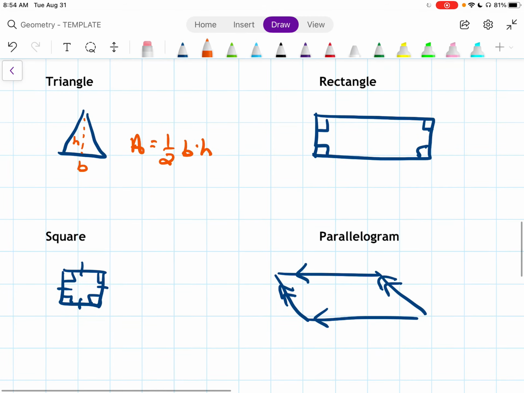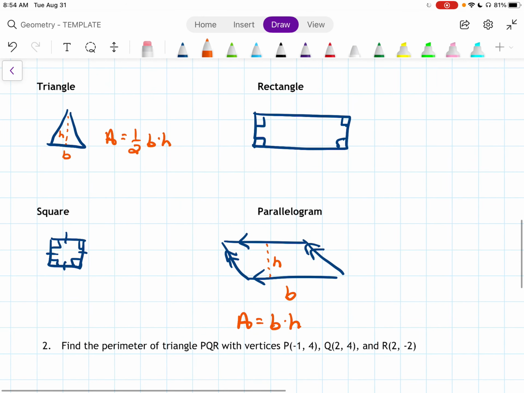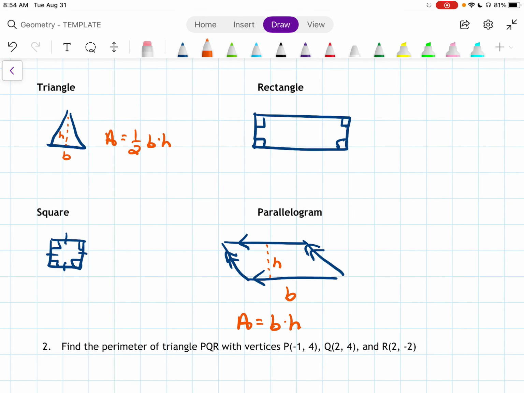Now I want to go down to the parallelogram. A parallelogram has opposite sides parallel. That's what those extra arrows mean on there. It is base times height. And a lot of the time, the height will have a dotted line on it. So area is just plain old base times height. A rectangle and a square are both parallelograms. So it makes sense that their formula for area would be the same as the parallelogram formula.